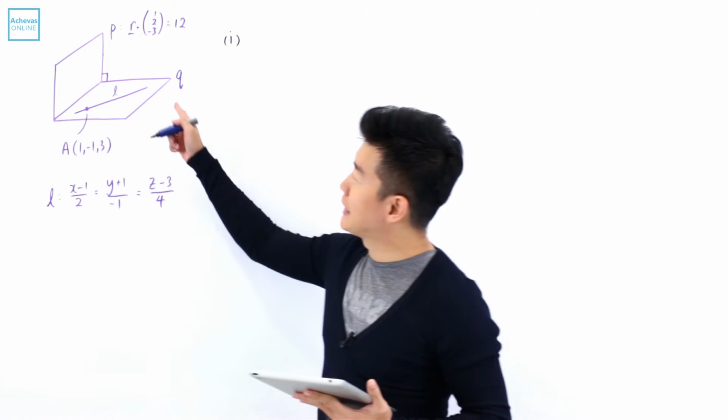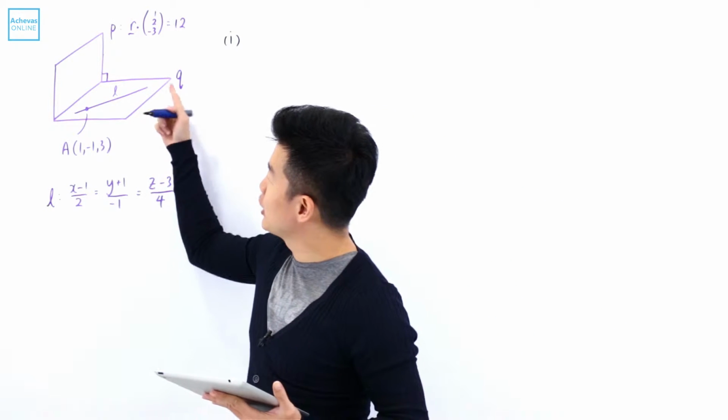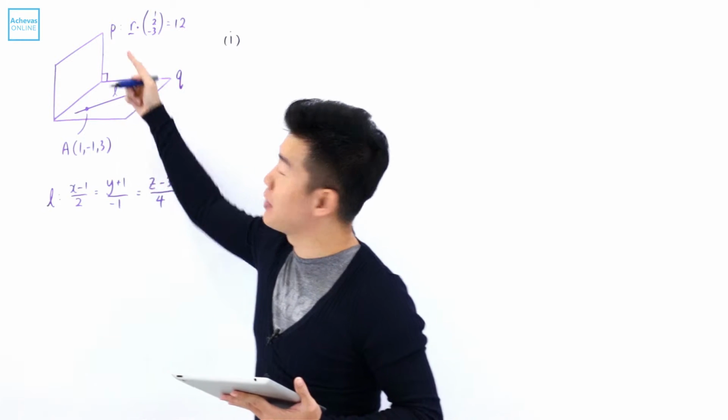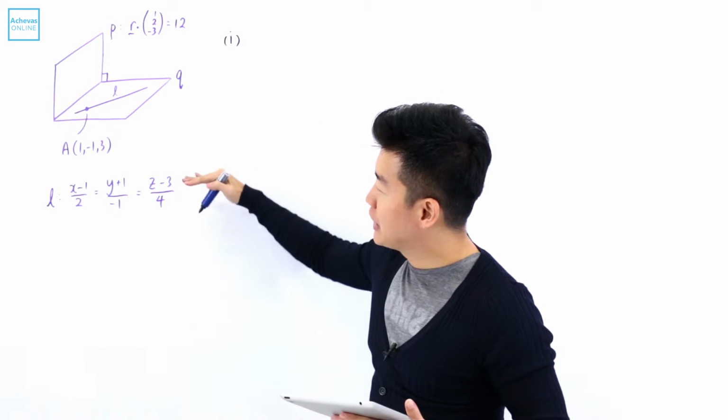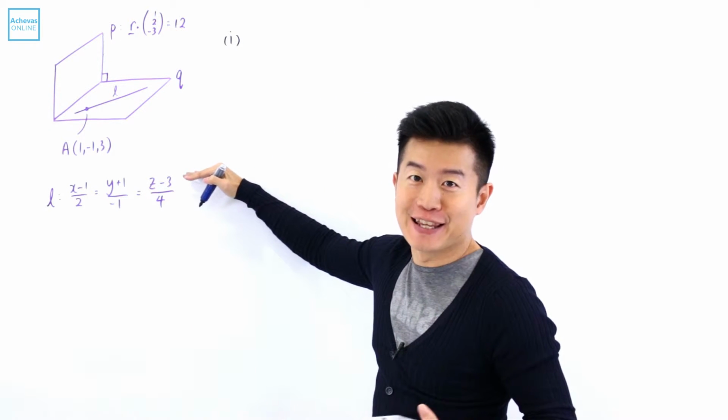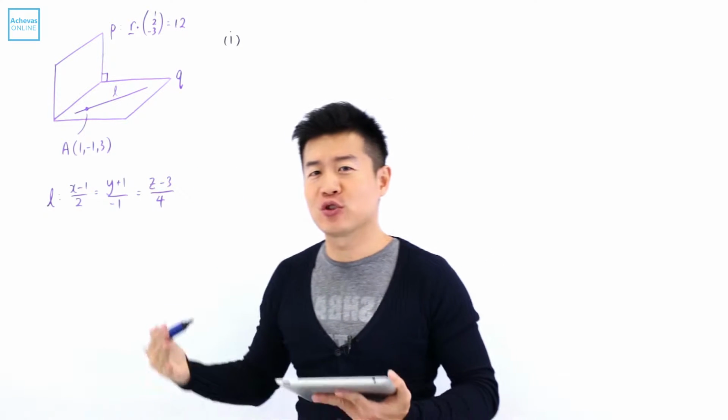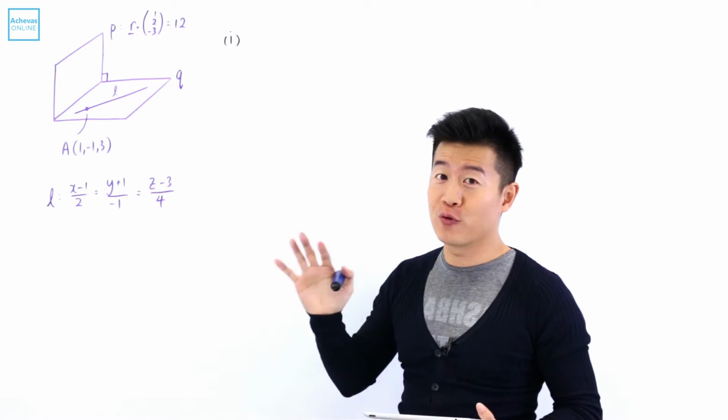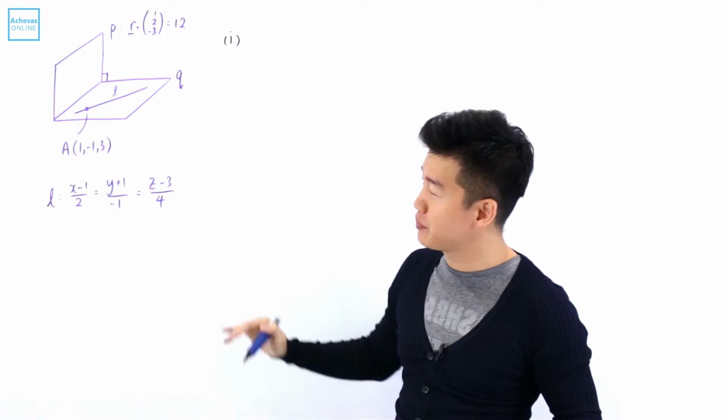We are supposed to find the Cartesian equation of this plane Q, which contains L and is perpendicular to the plane P. The equation of L is given to me, sadly, in the Cartesian form, so let's try to change it. For lines, I'm going to go for the parametric form. So I'm going to change it into the parametric form.